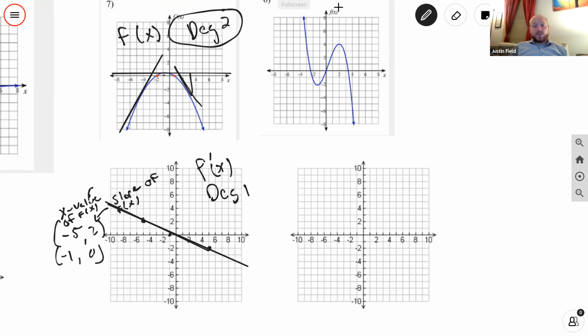Do you know the degree of this guy? You should. It's the algebra 2 question. This is degree 3. So what do you think the graph of f prime of x is going to be? Degree 2? You're saying degree 2? You're probably like, no, it can't be, Mr. Field. Well, let's draw some tangent lines.